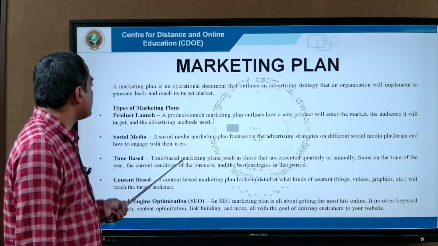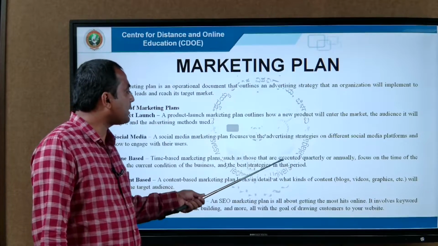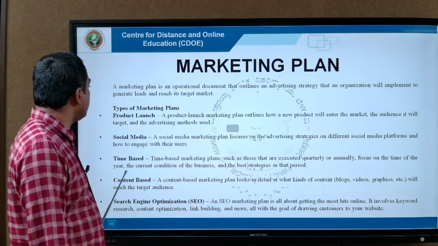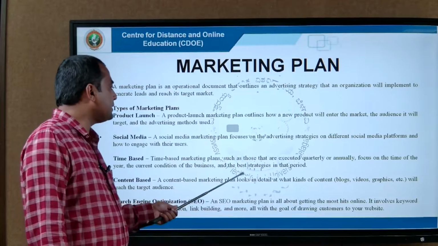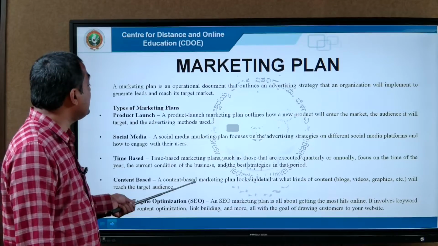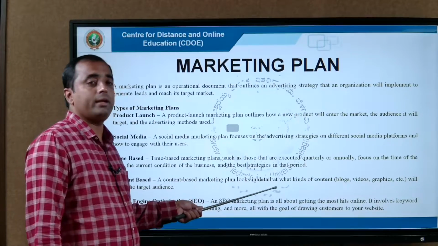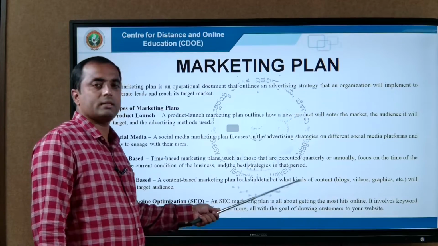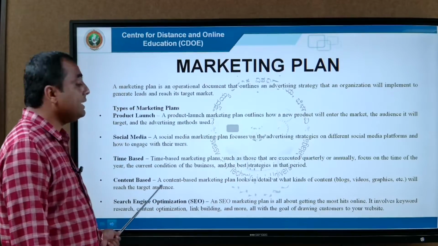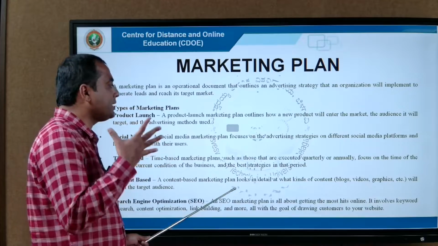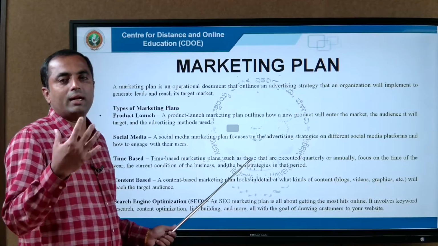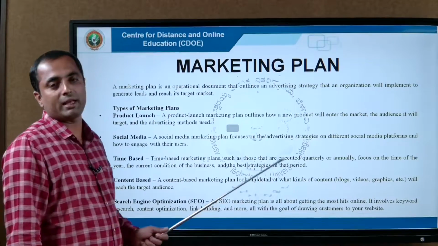Then time-based marketing plans, such as those that are executed quarterly or annually, focus on the time of the year, the current condition of the business and the best strategies in that period. Content-based plans. A content-based marketing plan looks in detail at what kinds of content, blogs, videos, graphics, etc. will reach the target audience. So, if you are specifically using blogs, videos or graphics and concentrating on the content, we basically call that a content-based marketing plan.